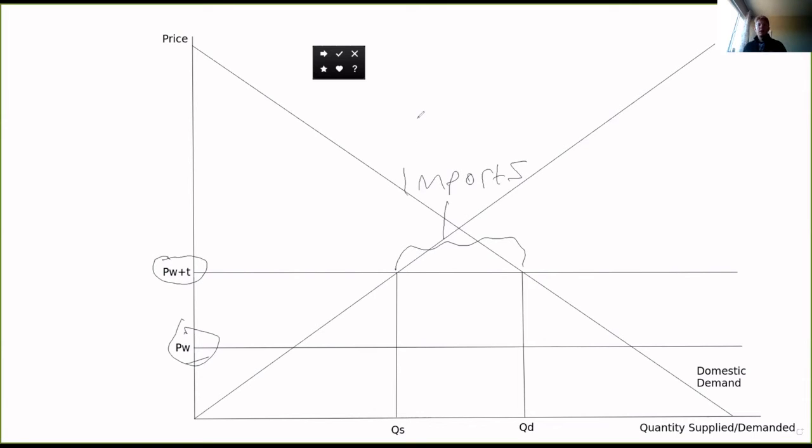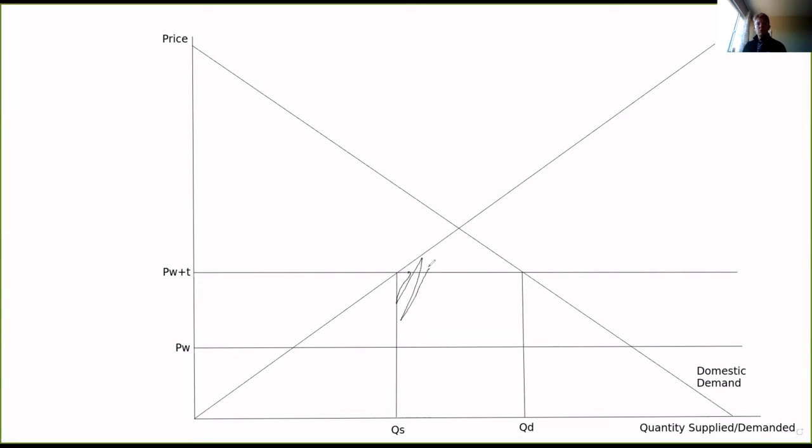That is how we figure out the amount that we're importing. Notice it's the distance between QS and QD. That's the amount of imports that we have. We're importing all of those goods at a price PW and then applying a tariff T. Then how much revenue does the government get? It makes T dollars of revenue times the total amount of imports. And so this area right here that I'm shading is going to be my government revenue.